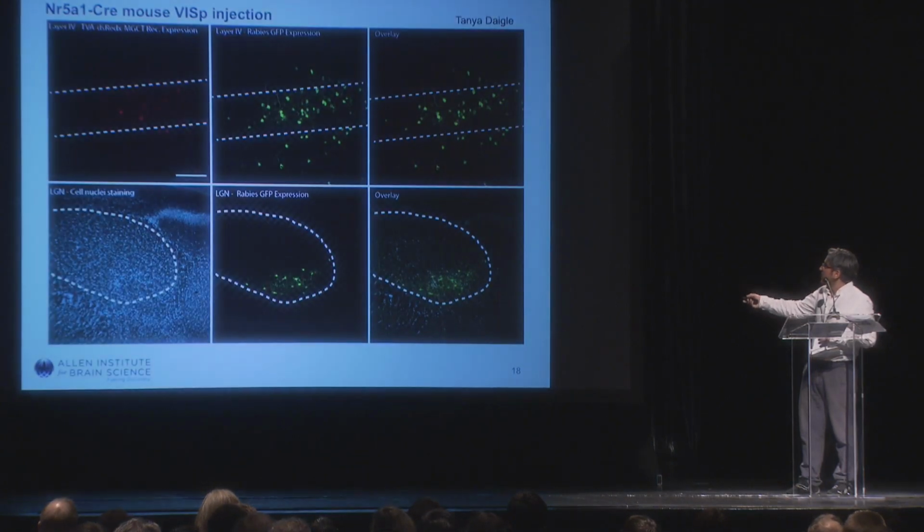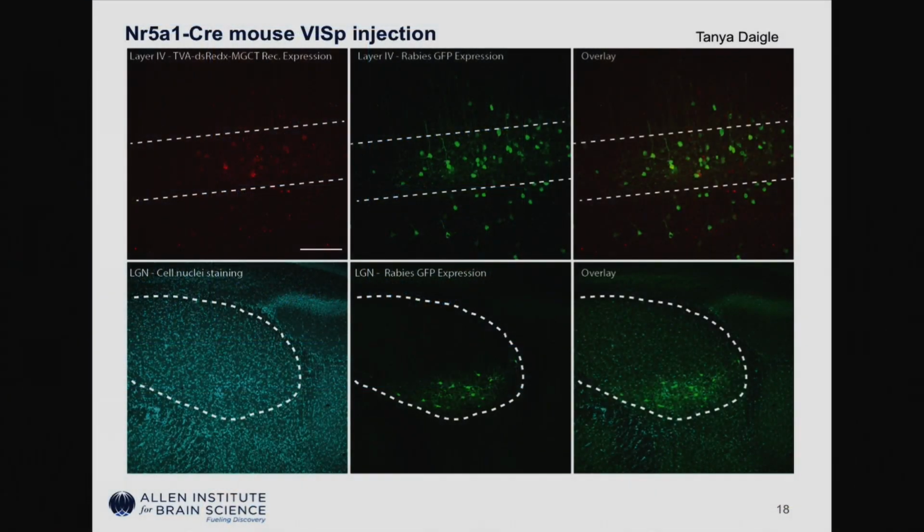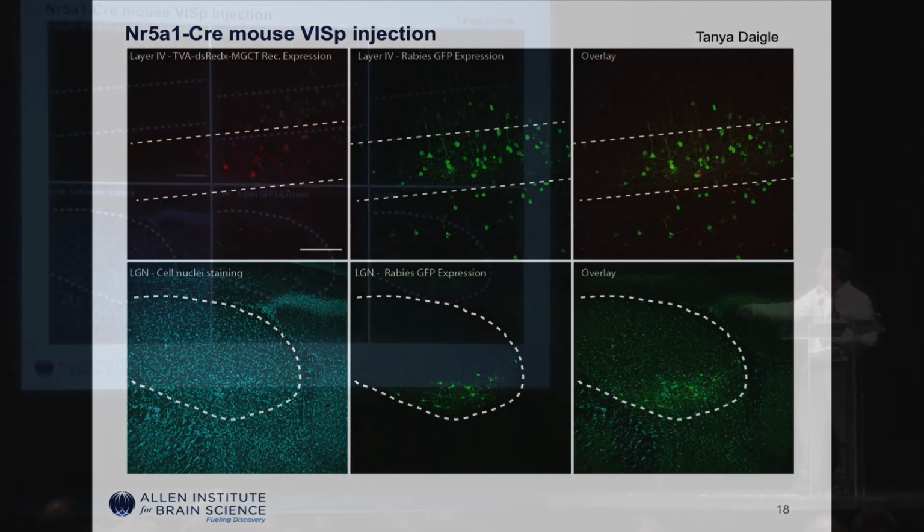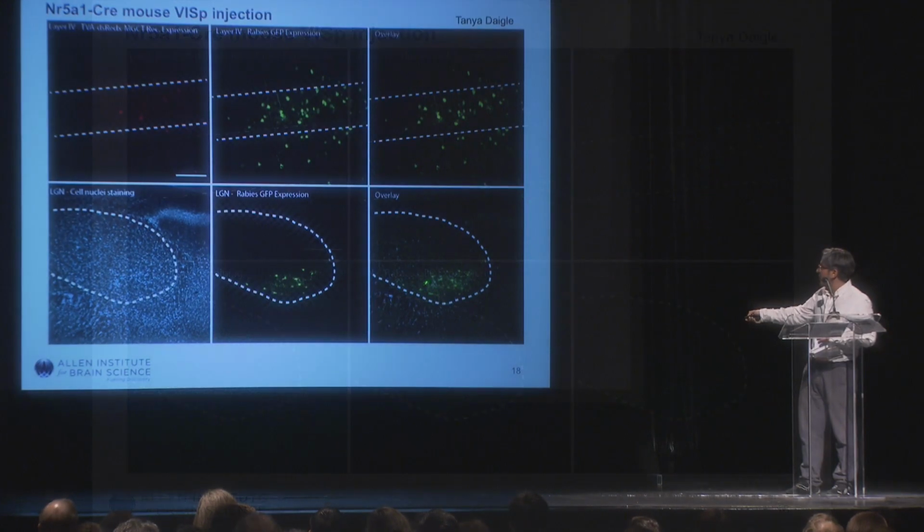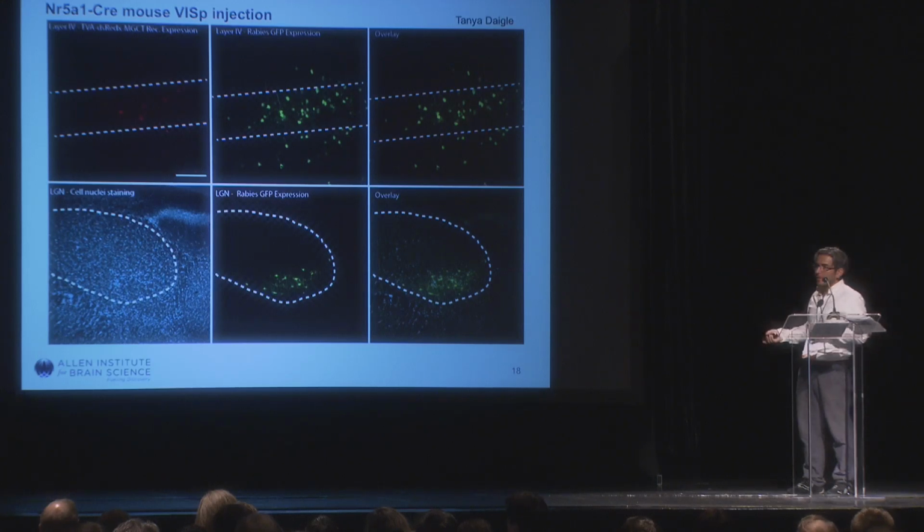Okay, so here are our cells over here in the visual cortex that are expressing the TVA, the DsRed fusion, and you can see their presynaptic partners. And if you look at the LGN, you can see a stripe of neurons at the bottom, which are connected to these cells. So this way, we can generate a monosynaptic map of the entire visual cortex, entire visual system.